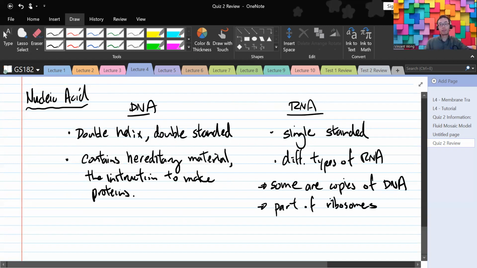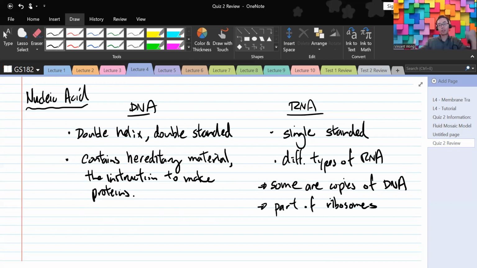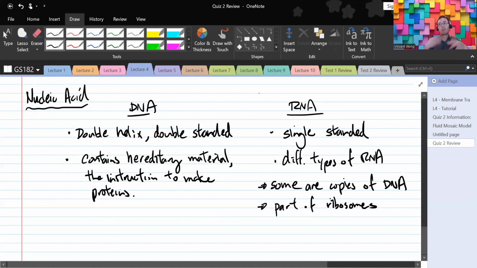So in terms of function, DNA is just coding for the instruction to make the proteins. That's the material that gets passed on when a cell divides. RNA is more versatile. Some of it is for copying DNA in transcription. Some of it makes up your ribosome.